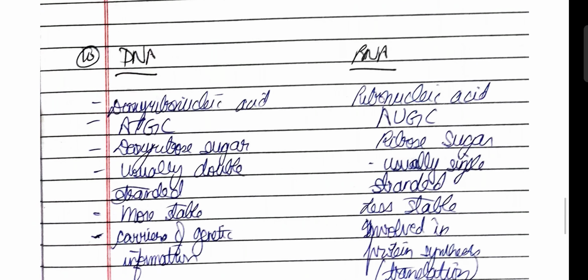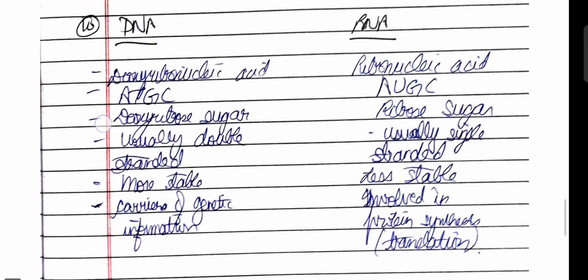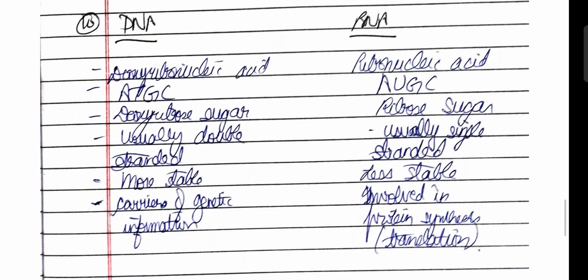Next question, this has already been asked in the previous question of lower PCS mains. What is the difference between DNA and RNA? DNA stands for deoxyribonucleic acid, whereas RNA stands for ribonucleic acid. The nitrogenous bases present in DNA are adenine, thymine, guanine, and cytosine, that is ATGC, whereas in RNA, adenine, uracil, guanine, and cytosine are present. DNA consists of deoxyribose sugar, whereas RNA consists of ribose sugar. Usually, DNA is double-stranded, whereas RNA is usually single-stranded. DNA is more stable, whereas RNA is less stable as compared to DNA.